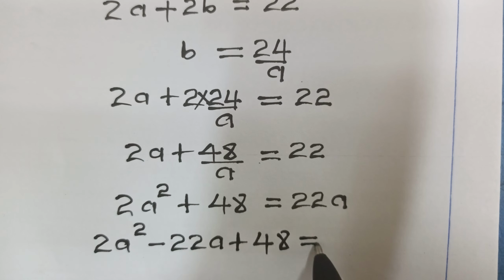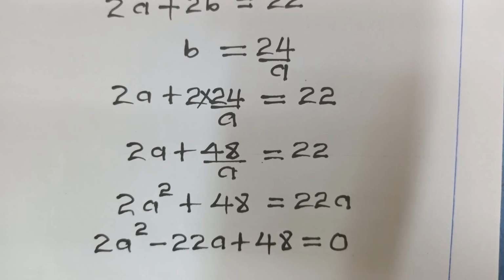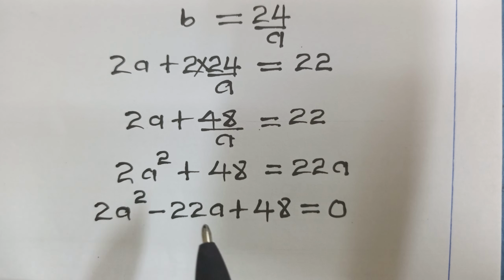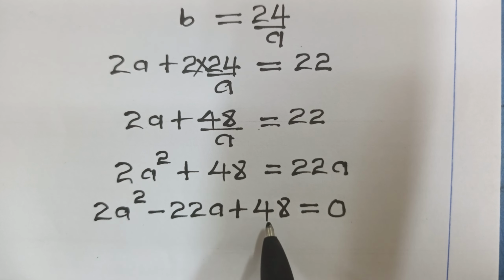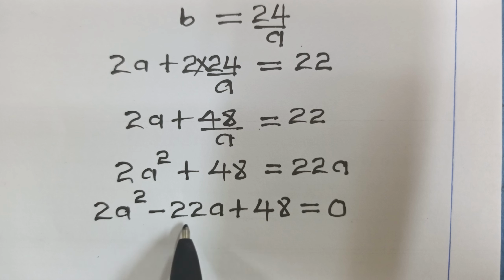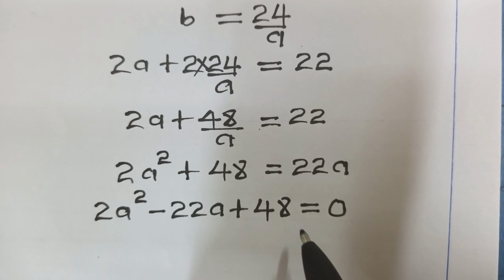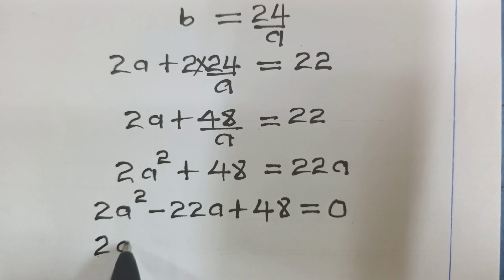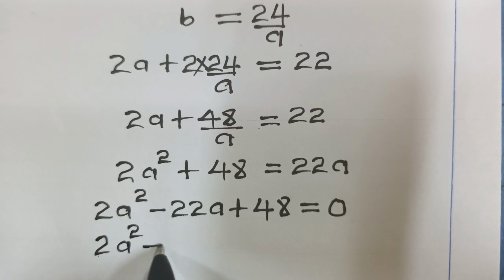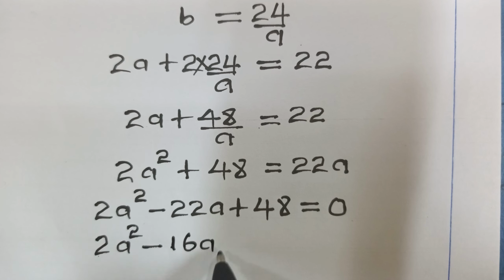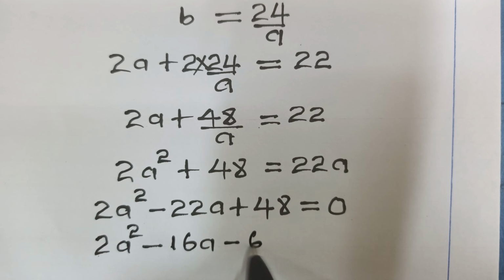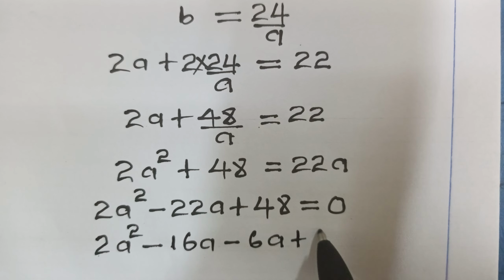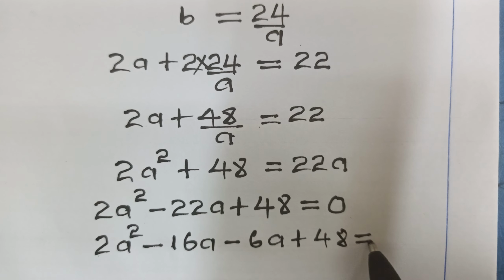Guys, now we come to solve this quadratic equation. Now we look for the factors, two numbers which, if you multiply, you get 48, and if you add, you get negative 22. Those numbers are 16 and 6. And so I'll have 2a squared minus 16a minus 6a plus 48 equals 0.